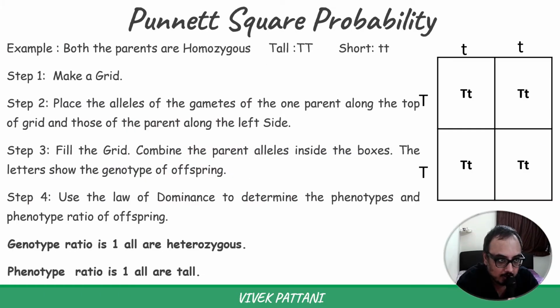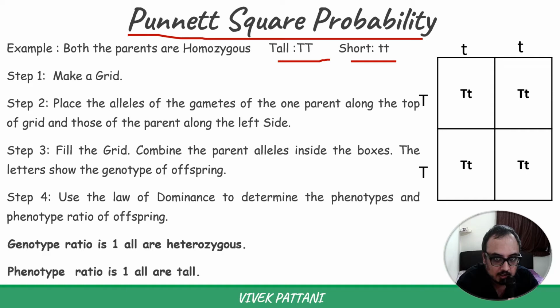Now, how to make a Punnett square? I have taken one example in which I have considered the height of the parents: one is a tall one, and the other is a short one. Step one, make a grid. This one is a square grid.